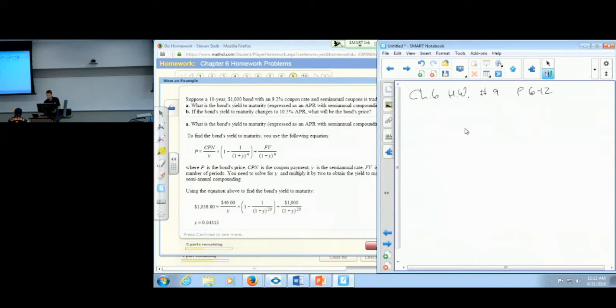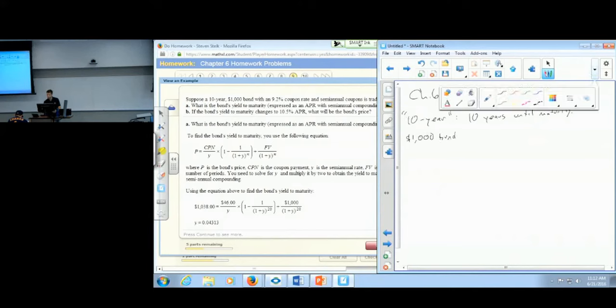All right, so it says suppose a 10-year. What's it telling us when it says 10-year? How many years of term? Yes. So we've got 10 years until maturity. When it says it's a $1,000 bond, that's the face value. That's exactly right.